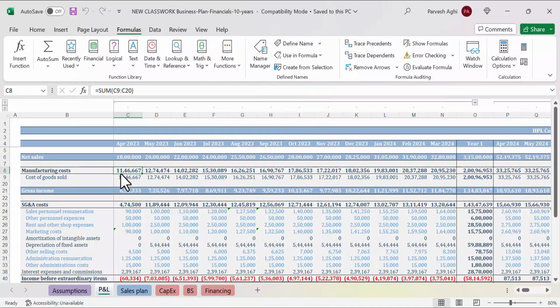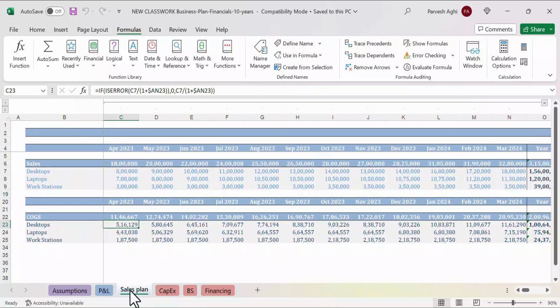Now, many of the students might not have understood. They're not asking, but anyway, I'm just going to tell. So, cost of goods sold में क्या करना है आपको? आपको sales plan में, you have to go to the sales plan. Okay, go to sales plan. Just go to the sheet and see if you have not understood.